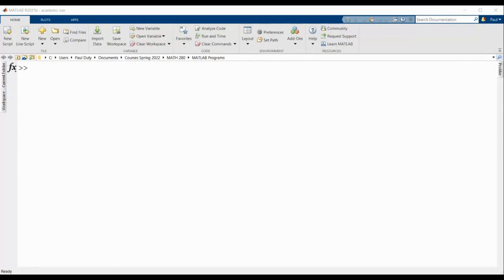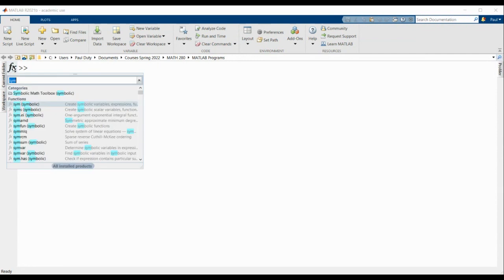Can everybody see the MATLAB okay on the screen? Okay, good. Thank you, Cameron. Okay, so let me see. Let me take this one off. Okay, so thank you, everybody.